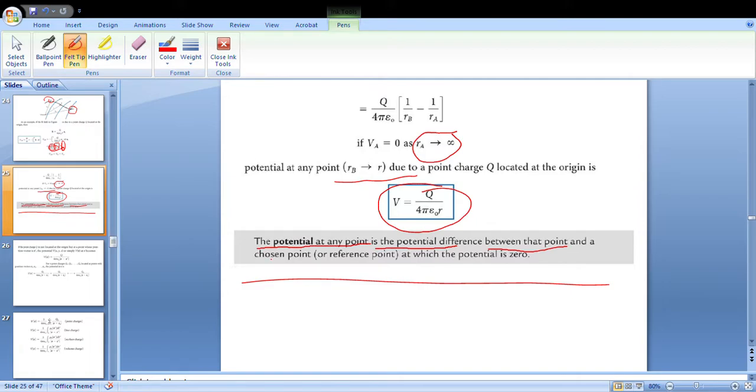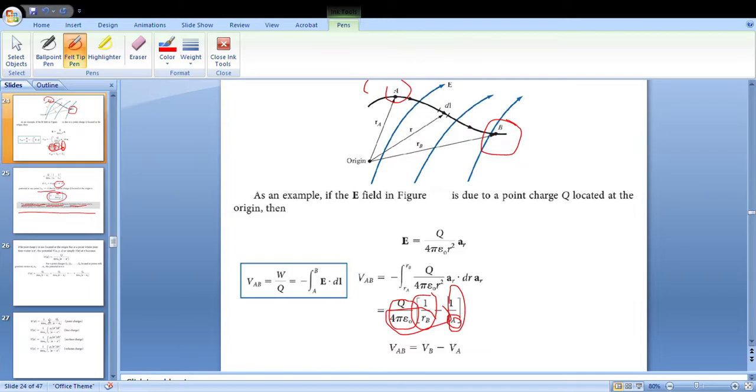So what you have to understand here is that potential difference will be calculated between exactly 2 points. Here A has its own potential and B has its own potential. The difference between these two will be called the potential difference, right?